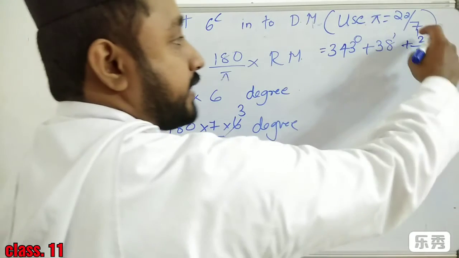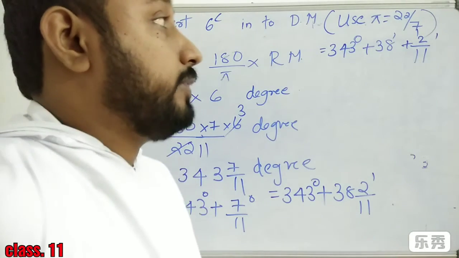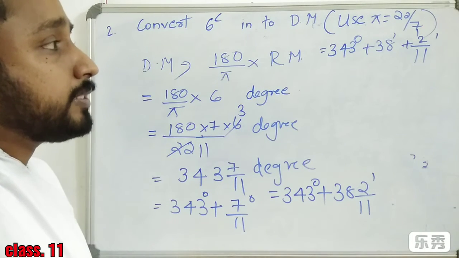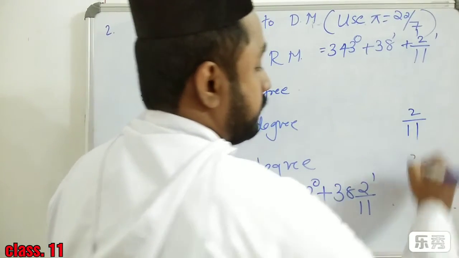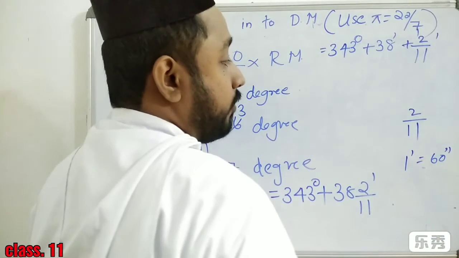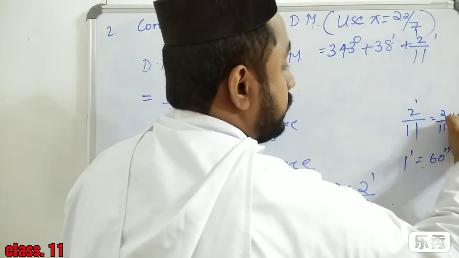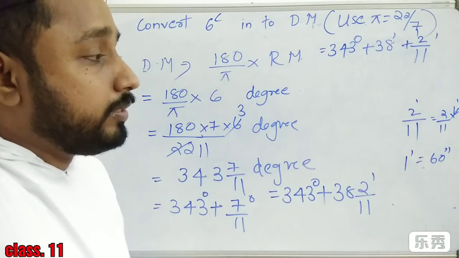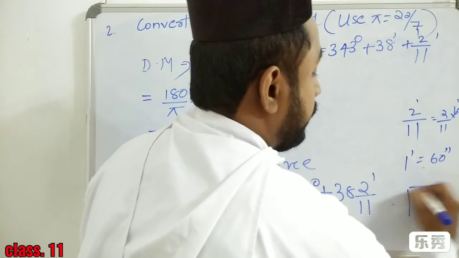Here also a fraction, 2 by 11 minutes. We can change this minutes into seconds. So 343 degree plus 38 minutes plus 2 by 11 minutes. We know 1 minute is equal to 60 seconds. Therefore 2 by 11 minute means 2 by 11 into 60 seconds. So 2 by 11 into 60 seconds, which means 60 into 2, 120 by 11.